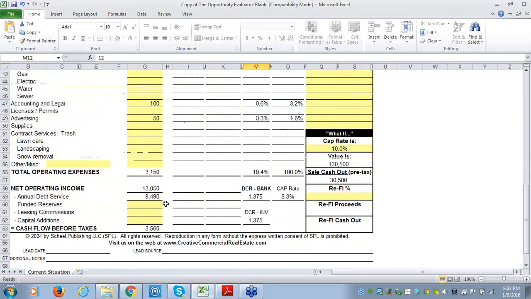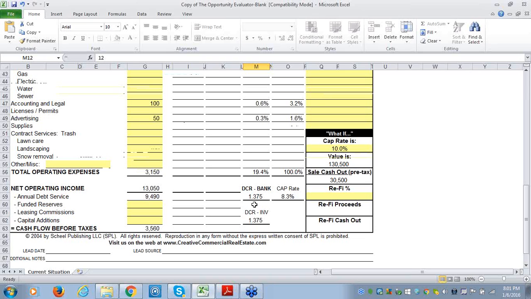So now your annual debt service is $9,000, which means your cash flow is now $3,500. Not too bad, not too shabby. Okay, that's about $300 a month. And now you can see your debt coverage ratio goes up to 1.375. So I know banks right now, a lot of banks will take a debt service ratio of 1.2 and 1.25, so you're above that.